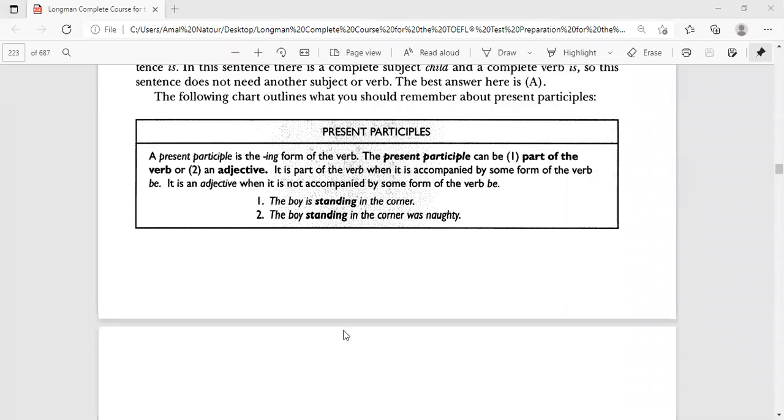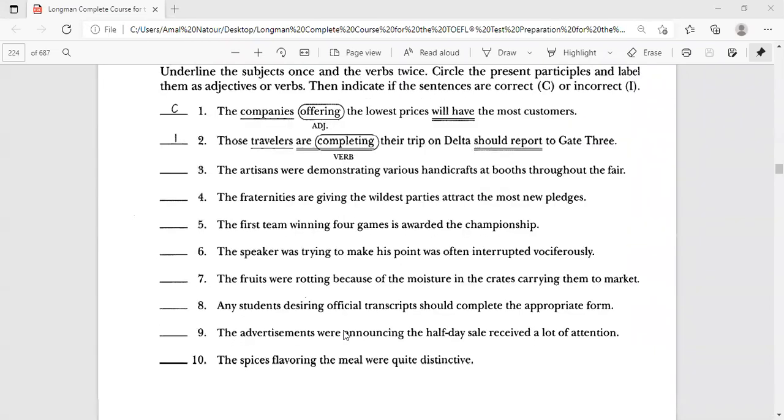Okay, now let's look at this exercise and answer the following question. Let's do it together. I will not record this. I will pause now.